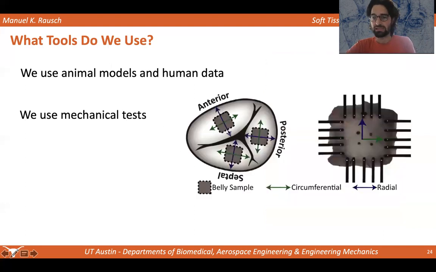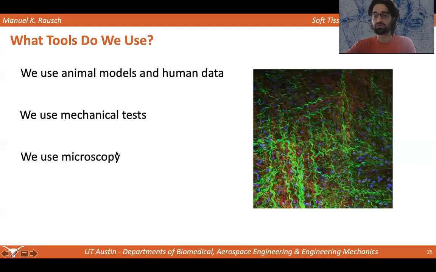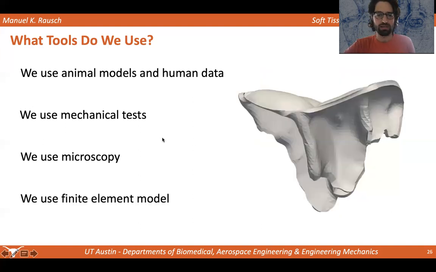We use mechanical test data. So here's a schematic of a tricuspid valve. We explant pieces of tissue and we do planar biaxial testing to understand its constitutive behavior. We use microscopy to understand the microstructure of the leaflet. So this is actually a 2-photon image in which we use an optical property called second harmonic generation to look at collagen in green. You can see elastin in red in the background. And you can also see the cells that we counterstained for their nuclei.